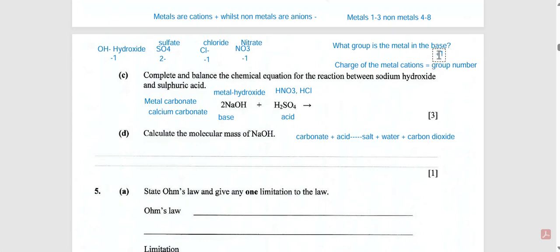Kana metal yacho iri group 2, like vana magnesium, inonoita charge of +2. Kana iri group 3, inongoita charge of +3. Asi charge ye non metal anion, taona kuti you can memorize kuti hydroxide in a -1, sulfate in a -2 or 2-.